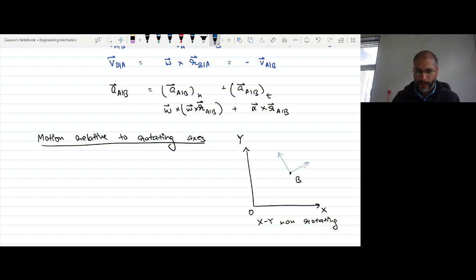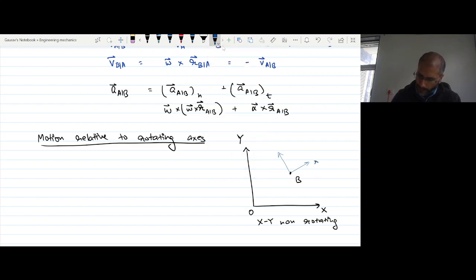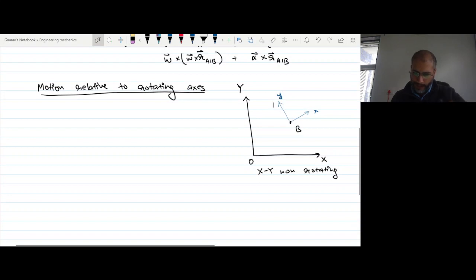So this axis denoted by small xy is a rotating axis. And let's say it is rotating with some omega.